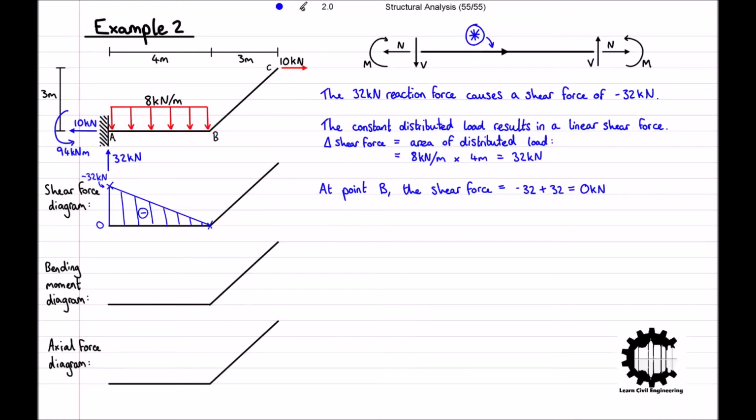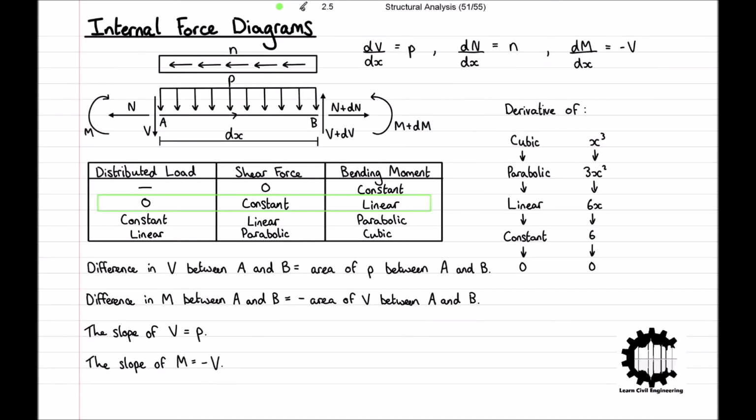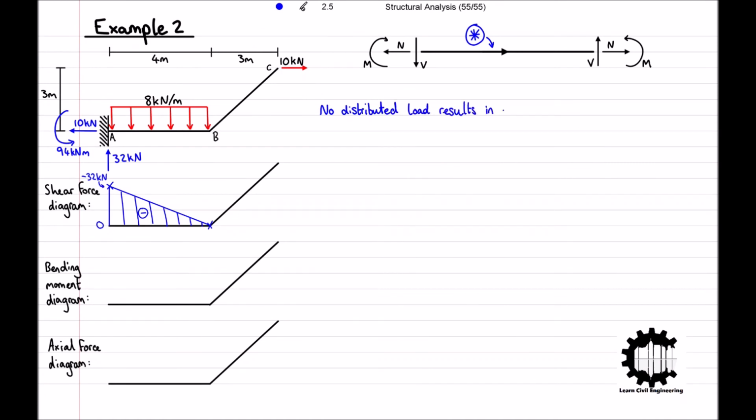Now we need to do the same from point B to point C. There is no distributed load being applied to the bar from point B to point C, and therefore, remembering back to our table, the shear force must be constant along the bar. To calculate this constant value, we must determine the shear force that is being applied to the entire length of the section. For this case, the only force being applied to bar BC is the horizontal force of 10 kilonewtons acting in the right direction.